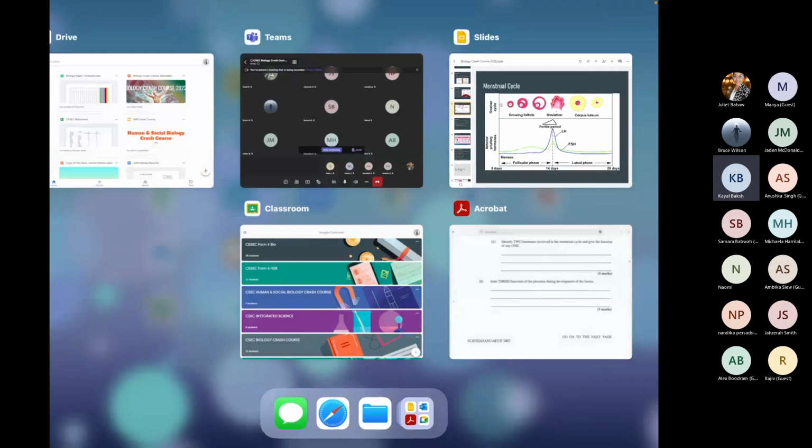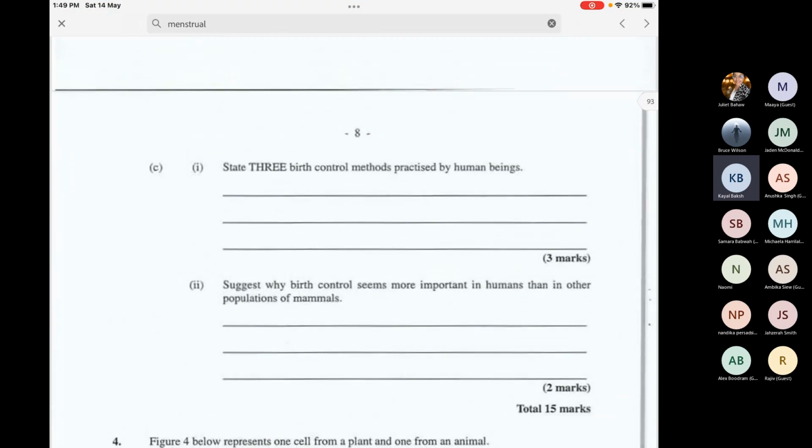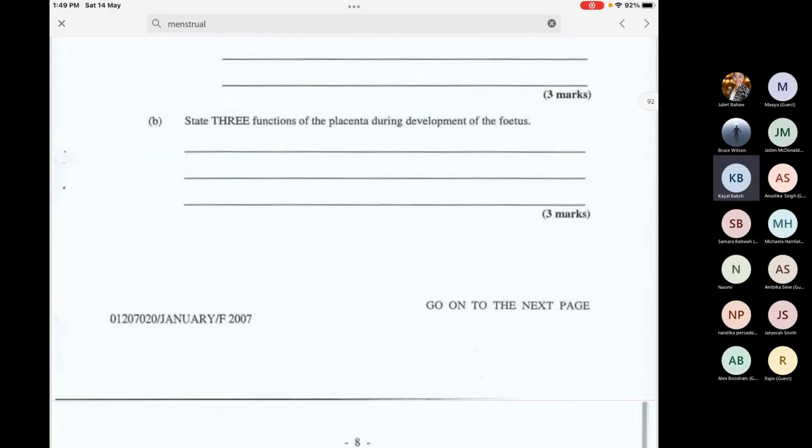All right. Last part here, let me see. Okay, it has some birth control at the end there. Okay. Somebody else. Let me hear from Ambika, part B.